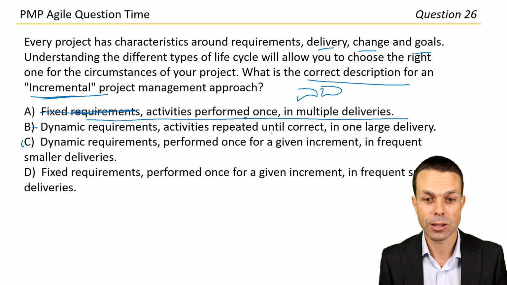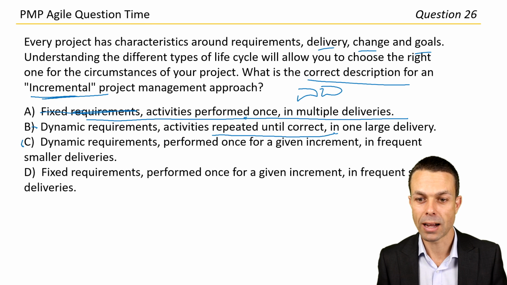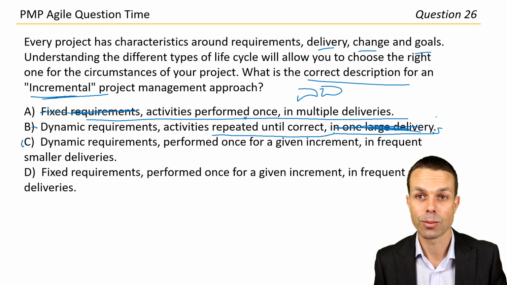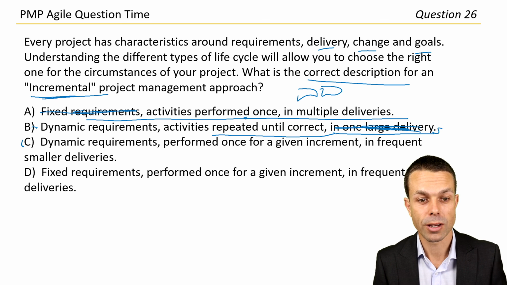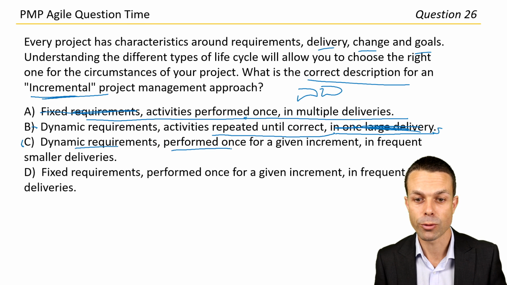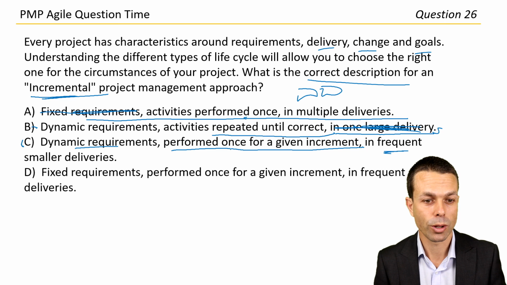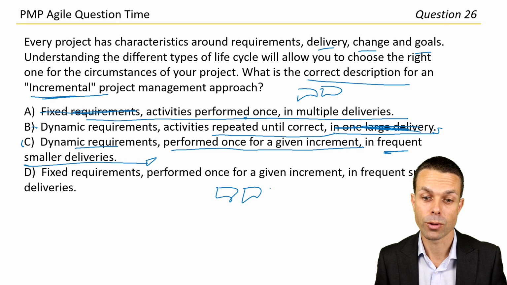Activities repeated until correct in one large delivery. Okay, definitely not one large delivery. So we want multiple deliveries here. So dynamic requirements performed once for a given increment. Okay, well, that seems fair. Infrequent smaller deliveries. Yes, that's also fair. So for each of these increments, we're actually going through the whole process and then delivering.